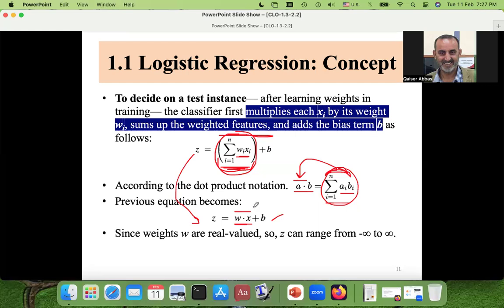So here, this weight is what? We already know that these weights would be real values. These weights, x can also be real values, okay? But these weights will also be real values. They can be negative, they can be positive. So that's why it is mentioned here. It can be negative infinity to positive infinity.